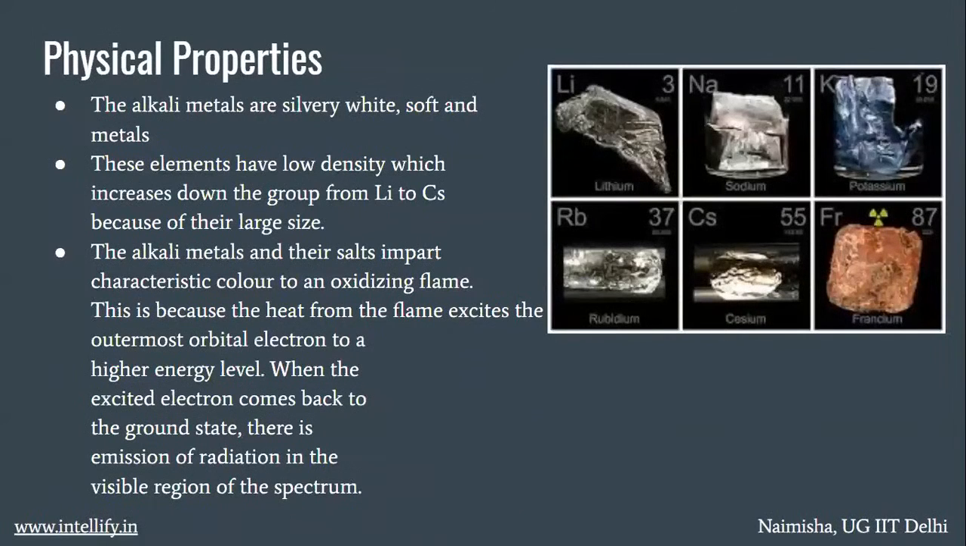Alkali metals and their salts impart characteristic color to an oxidizing flame. This is because the heat from the flame excites the outermost orbital electron to a higher energy level, and when the excited electron comes back to the ground state, there is emission of radiation in the visible region of the spectrum.